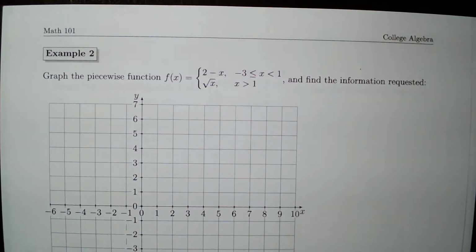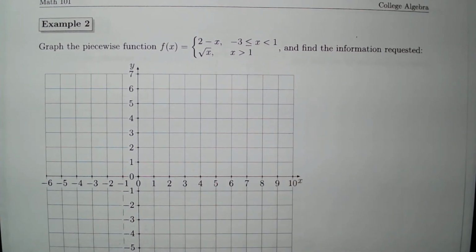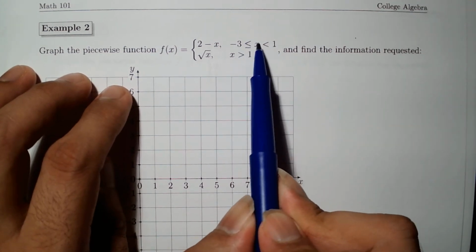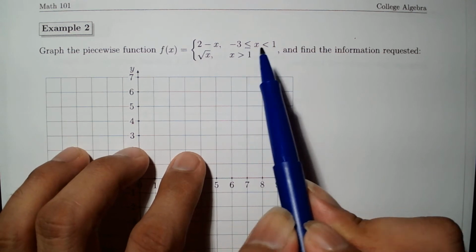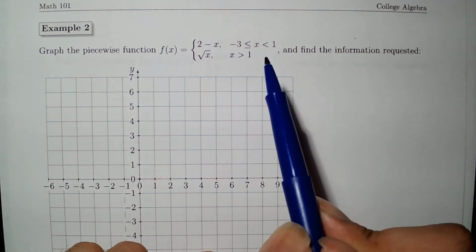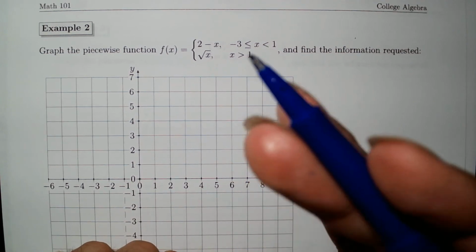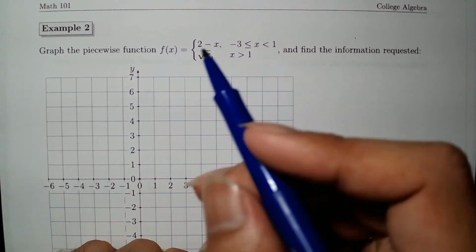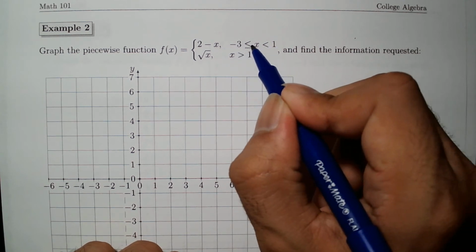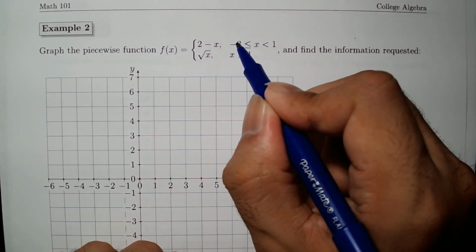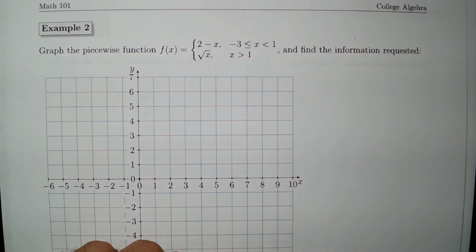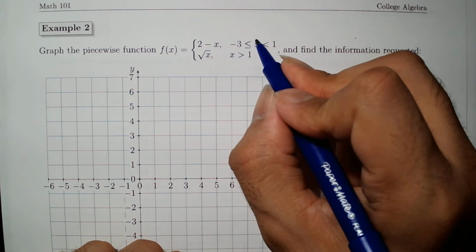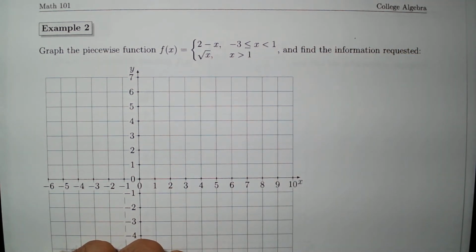So we're going to look at this function, 2 minus x, and look at this restriction. As opposed to the restrictions from the previous example, where we had values less than -2, meaning infinitely many values, in this case it's more restricted. It's restricted from -3 to 1 only, inclusive for -3 and exclusive for 1.